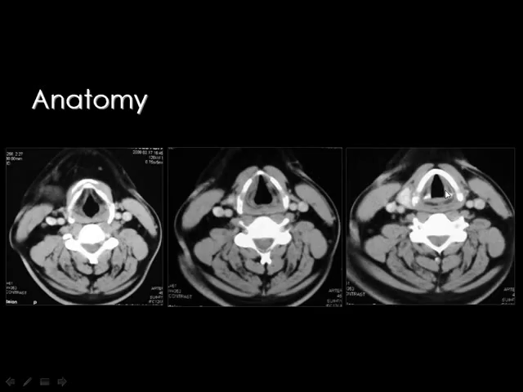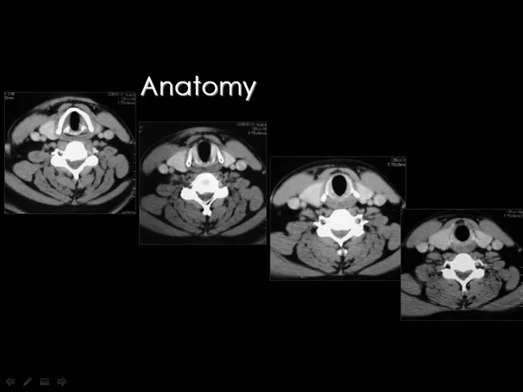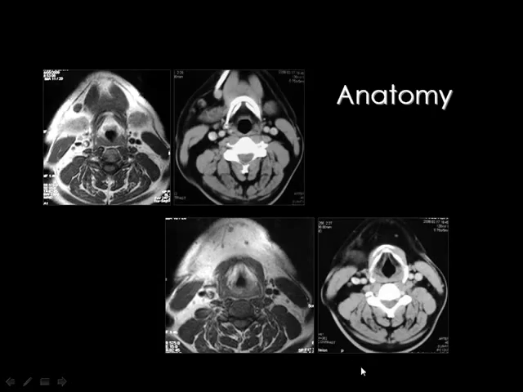Then this is the true vocal cord identified by the arytenoid cartilage, and above the true vocal cord you can see the false vocal cord filled by fat. Then lower down, below the level of the true vocal cord, you can see the cricoid cartilage, and this is the infraglottic larynx, and you can also see the thyroid gland. You see also the sternomastoid muscle, the internal carotid artery, and the internal jugular vein.